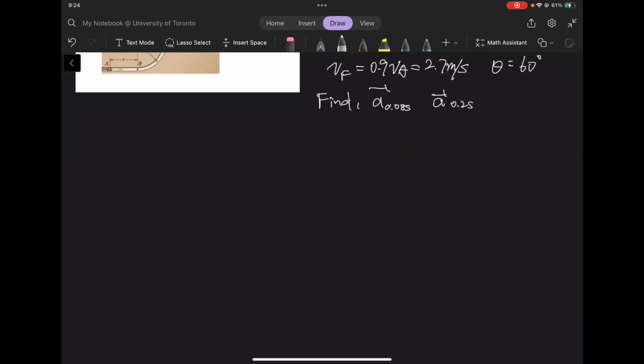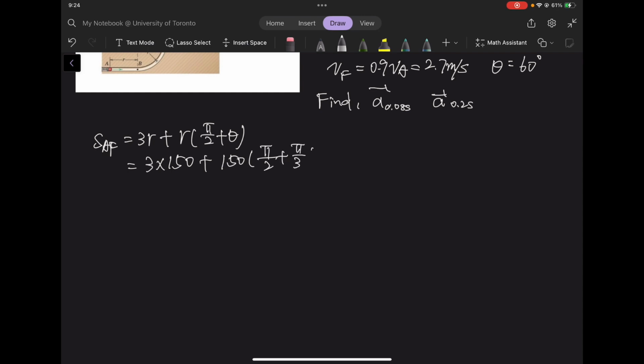We have to get the distance of the whole runway. So SAF is equal to 3R plus R times pi over 2 plus theta, which is 3 times 0.15 plus 0.15 times pi over 2 plus pi over 3, which is equal to 0.843 meters.